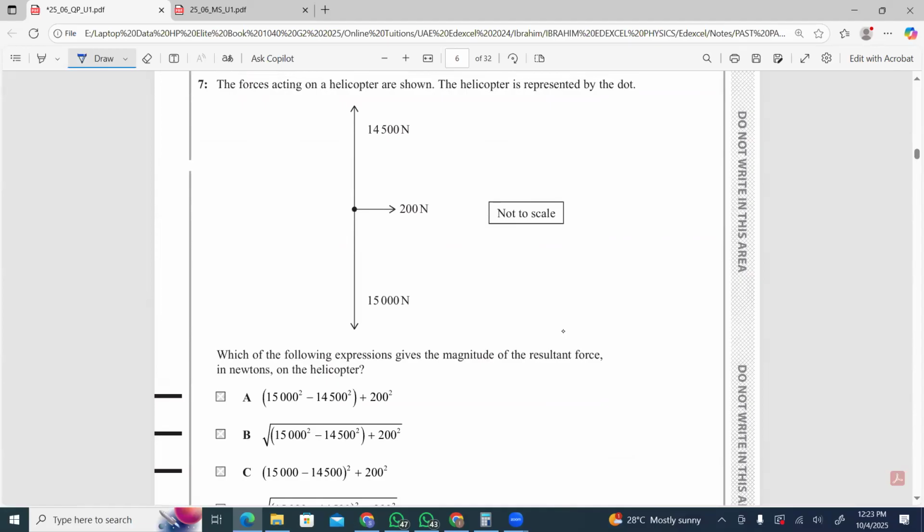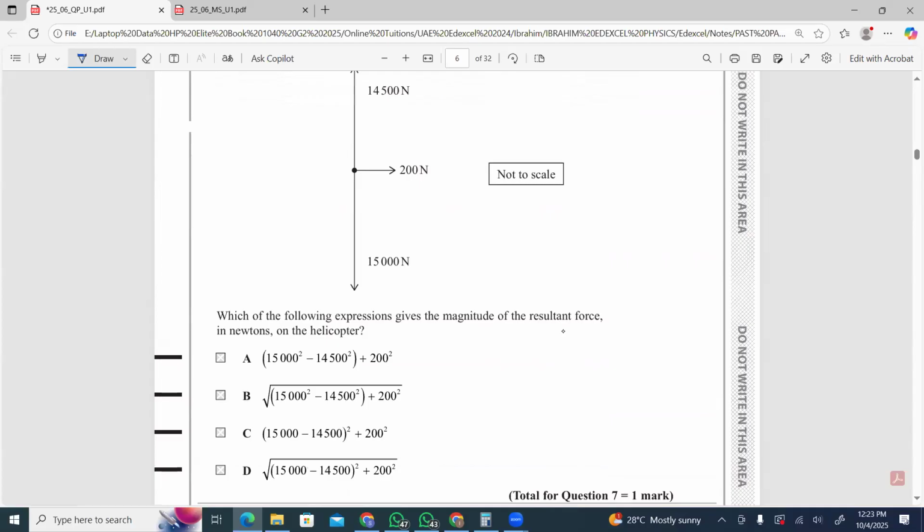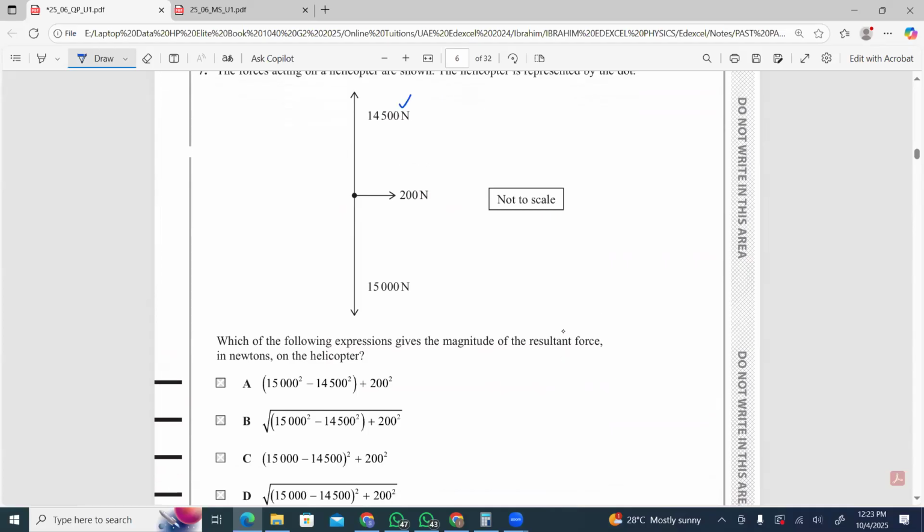The forces acting on a helicopter are shown. The helicopter is represented by the dot. Which of the following expressions gives the magnitude of the resultant force? Okay, so there are three forces acting. Two are in opposite directions. Remember the rule. When you have three forces and two of them are opposite in direction, first of all, you need to subtract those two forces and get one force. So this will be 200 and 15,000 minus 14,500. So you will just be left with 500.